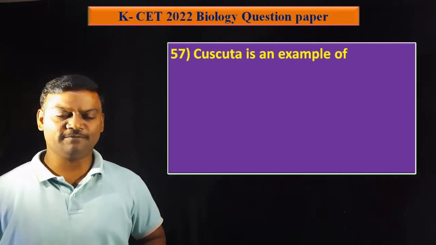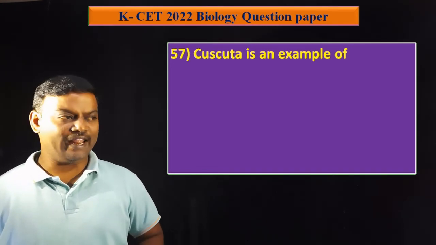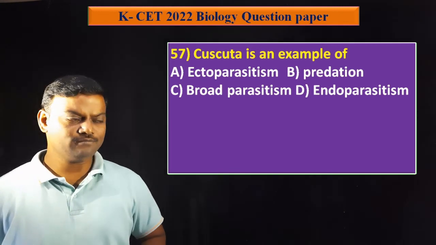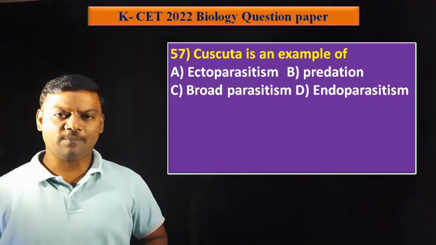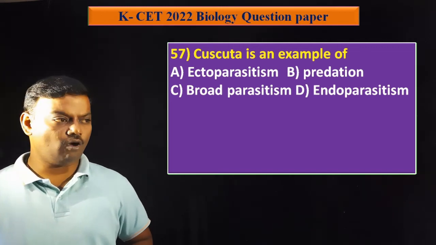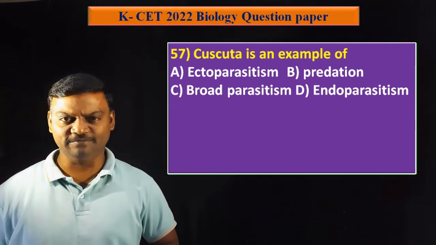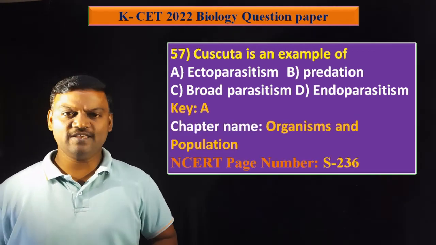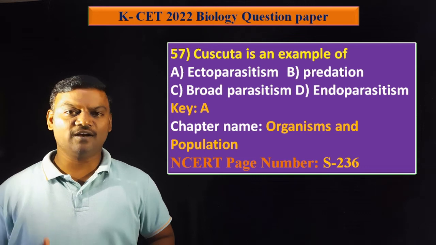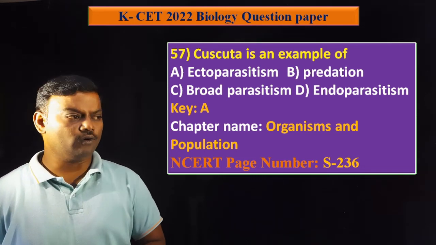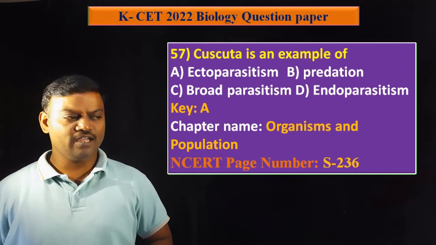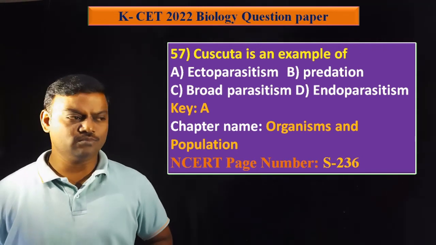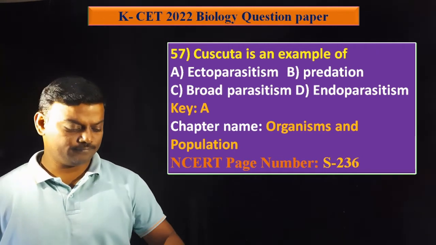Question number 57. Cuscuta is an example of: option A, ectoparasitism; option B, predation; option C, brood parasitism; option D, endoparasitism. The correct answer is option A. Cuscuta is a parasitic plant present on another tree, so it is an example of ectoparasitism. It is a question from Organism and Population, NCERT page number 236.